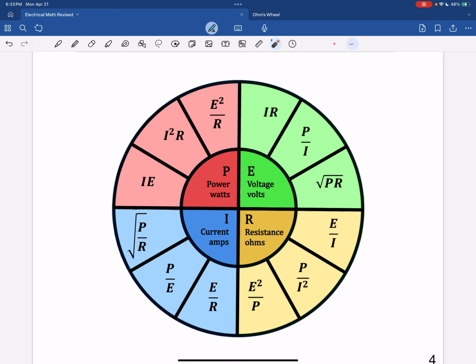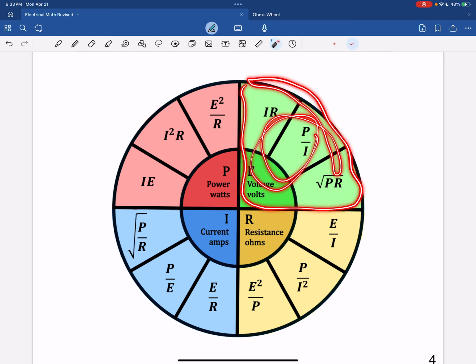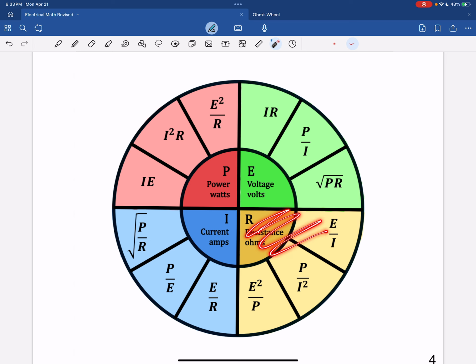And remember the definition of a quadrant. Let me find it and I'll read it to you if I can find it quickly. Basically, it's one of the 4 equal sections of a circle. So the green is our voltage section right here. Sorry, let me get this pointer. This is related to voltage. This is related to resistance. This is related to current. And this is related to power.